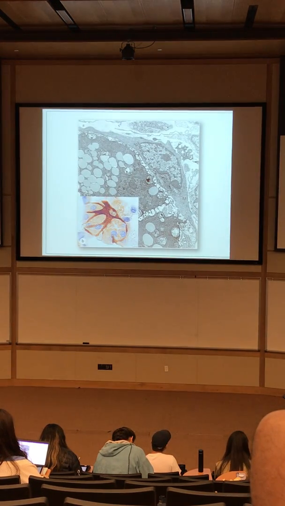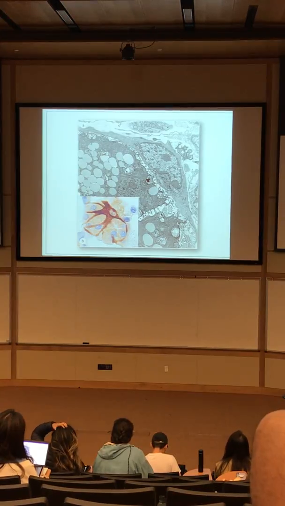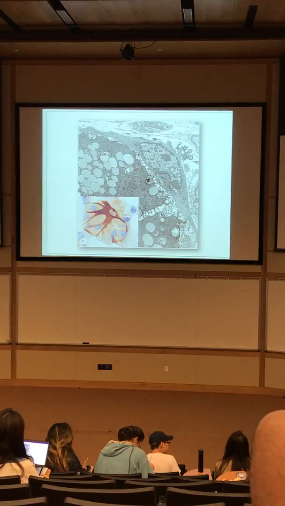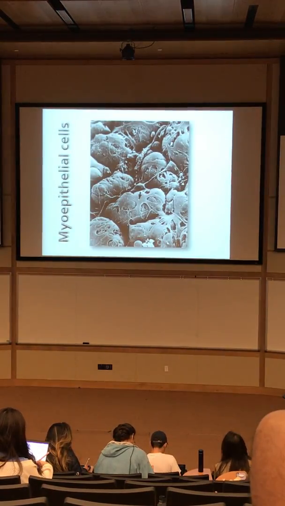And then here's another picture. This is an immunostain, so we raised antibodies against a specific protein in the myoepithelial cell to demonstrate it. And then here it is in electron microscopy. So this is the myoepithelial cell here. These are the secretory cells here. And here's another picture. Boy, I'm really beating you over the head with myoepithelial cells. So this is a scanning electron micrograph.